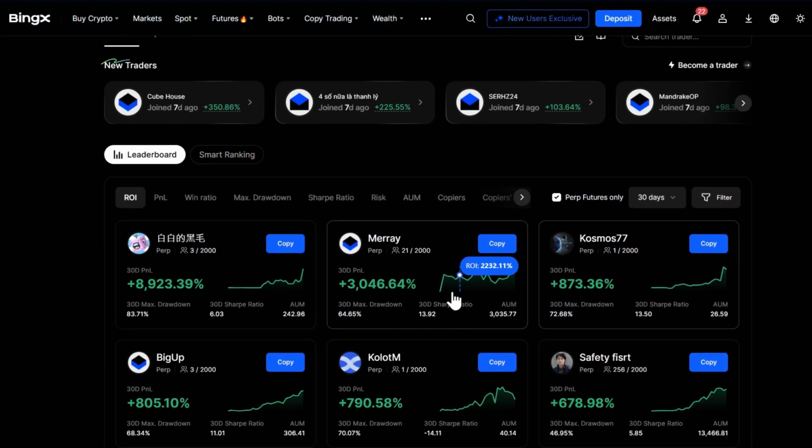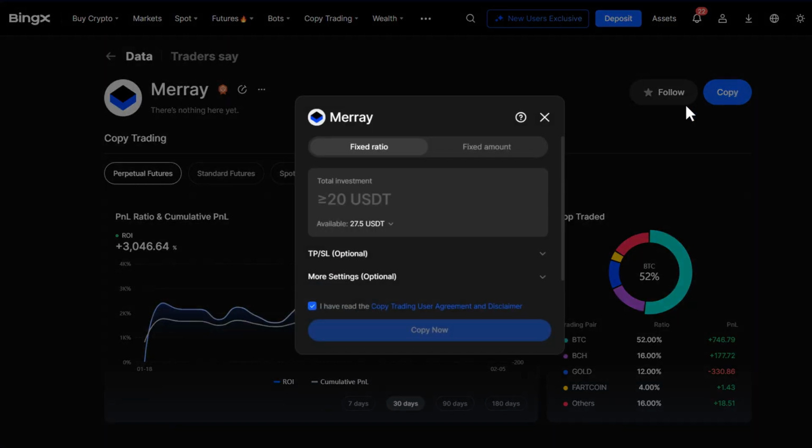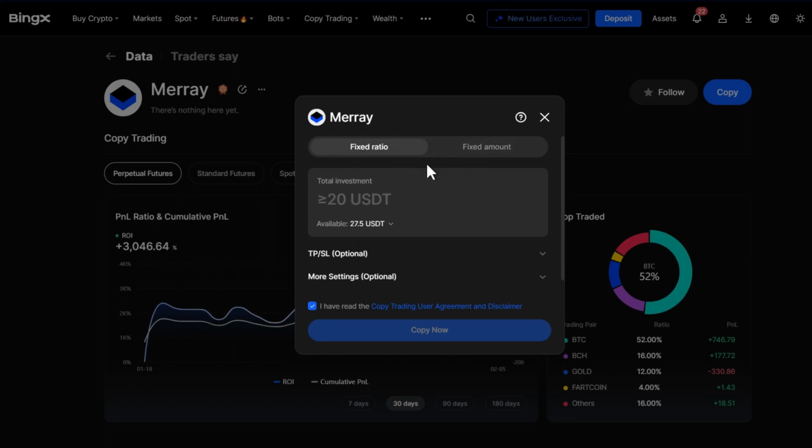All right, so once you find a trader you like, click the copy button on their profile. BingX offers two copy modes, fixed ratio mode and fixed amount mode. First is fixed ratio mode. This is when you copy a percentage of your portfolio that matches the lead trader's allocation. So if they use 5% of their capital on a trade, you use 5% of yours. This mode is great if you want to match the trader's exact strategy and risk profile.